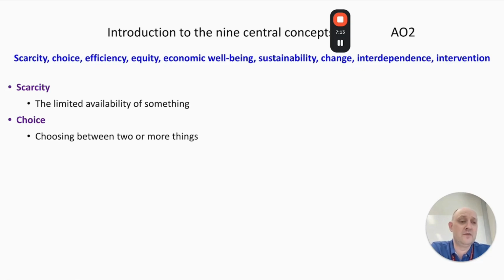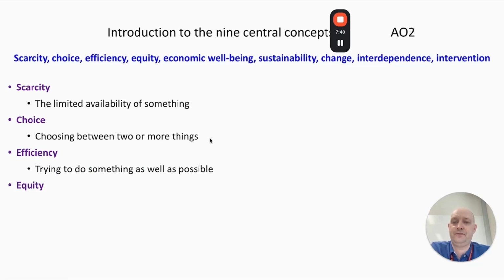Like I said earlier, this is kind of what economics is about. Resources are limited, so we need to make choices about how we allocate resources. Economics is the study of decision making in the face of scarcity. I just talked about choice as well, so I won't talk about that again. Efficiency is trying to do something as well as possible. Specifically, if we've got a limited availability of something and we have to make choices, how do we make the best decisions? That's something specifically we'll do in this subject.